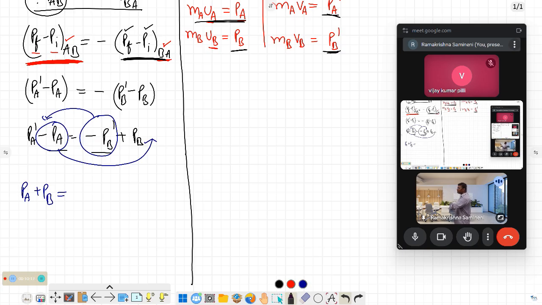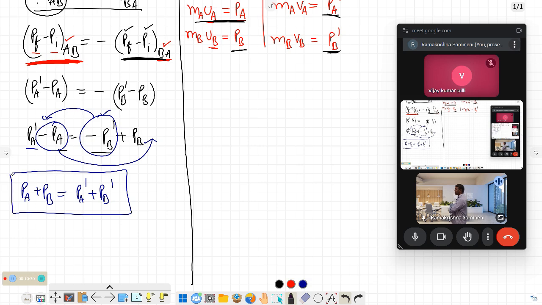If you make it this side minus, this is minus PB dash. If you bring it this side, it becomes plus. Already we have PA dash, so this becomes PA dash plus PB dash. Now this is called the law of conservation of momentum.